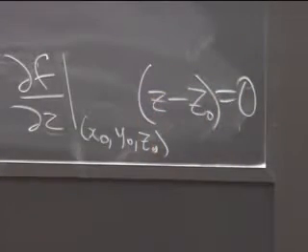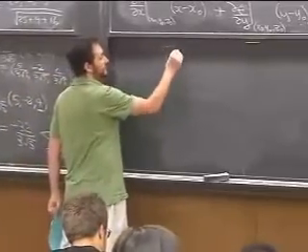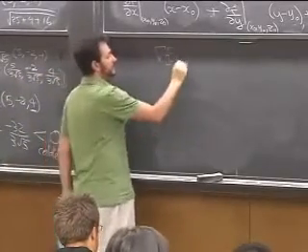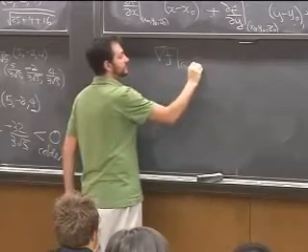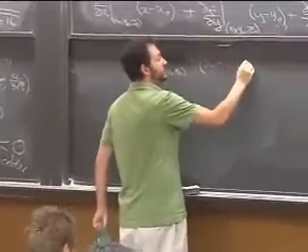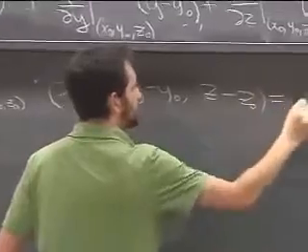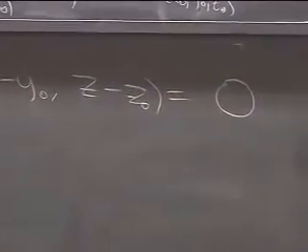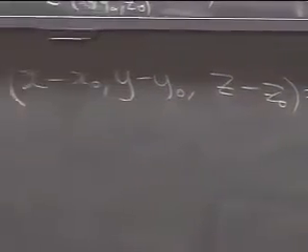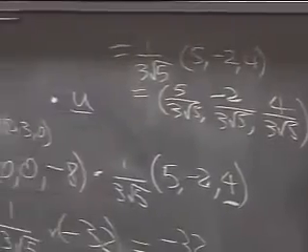That says exactly the same thing as del f evaluated at x0, y0, z0, dot the vector x minus x0, y minus y0, z minus z0 equals 0. Those two formulas are exactly the same thing; the dot product is just written out in gory detail. So those are the formulas.